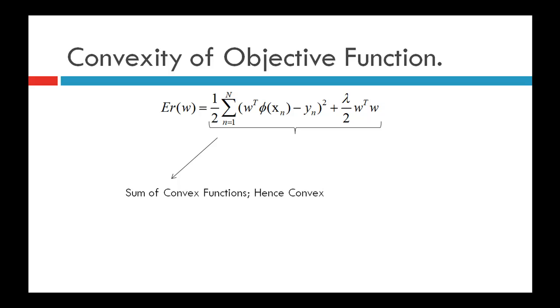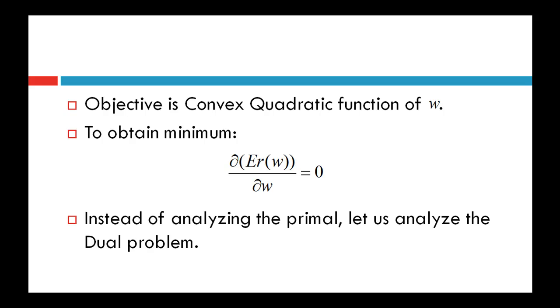Since it is a sum of convex functions, the whole objective is a convex function, and therefore differentiating it with respect to the weight vector w and setting it to 0 will give the solution for w for which the error is minimized. Therefore, as I said, the objective is a convex quadratic function of w, and to obtain the minimum we will differentiate the error function with respect to w and set it to 0.